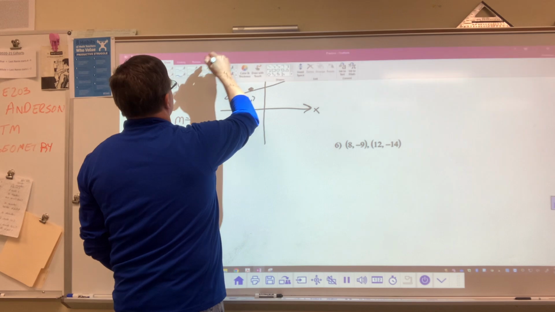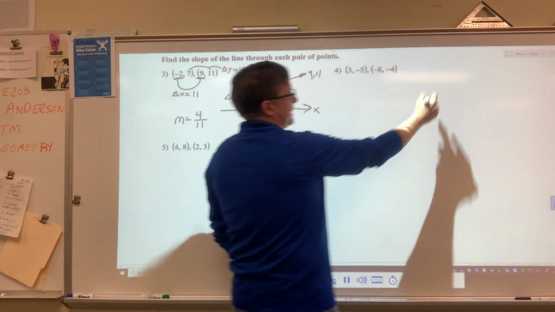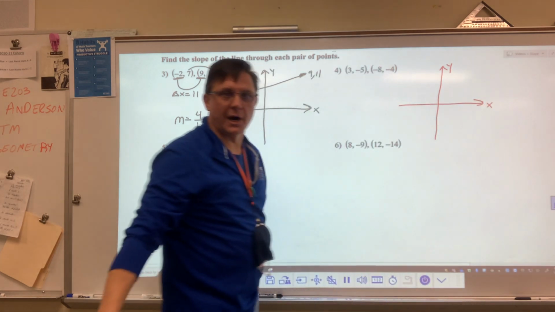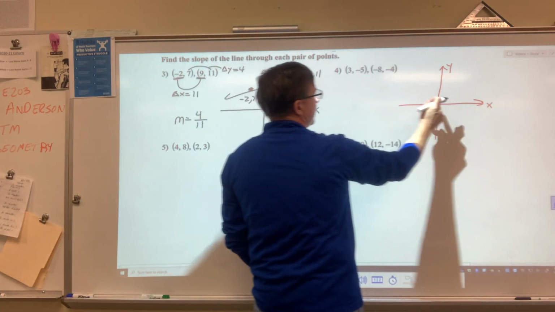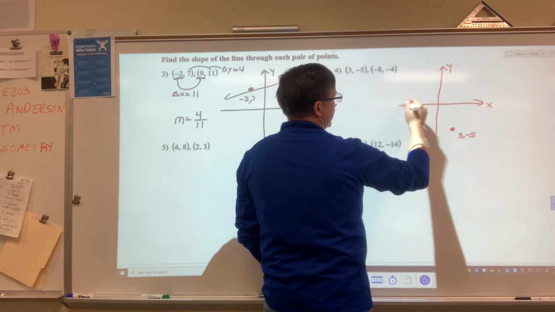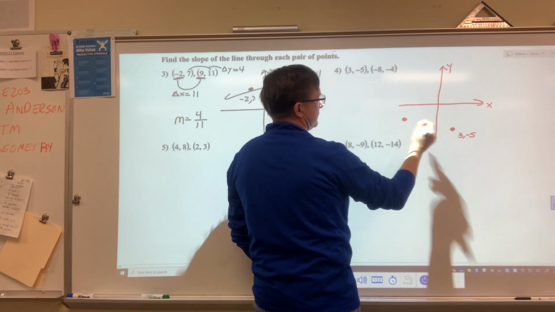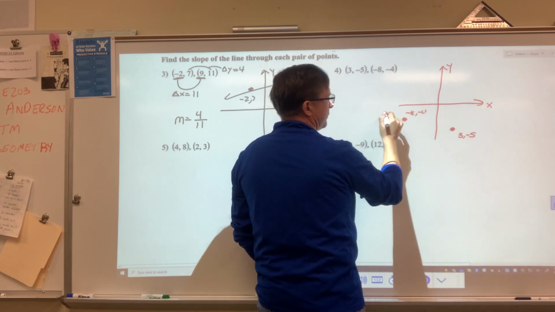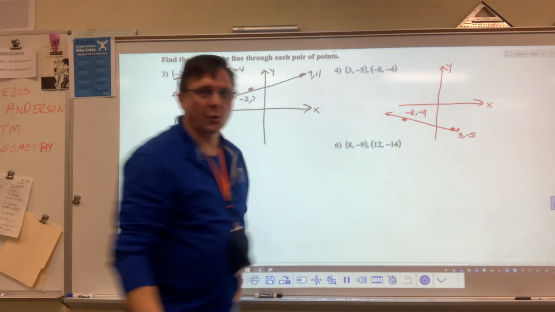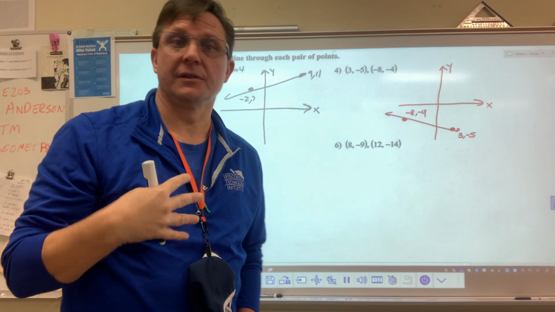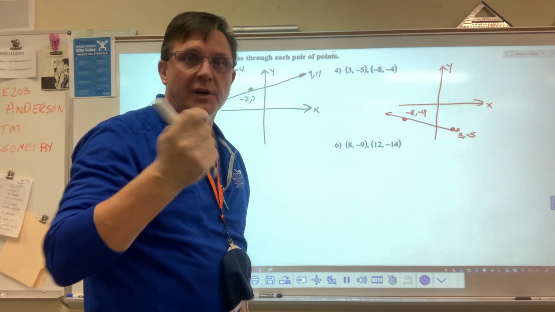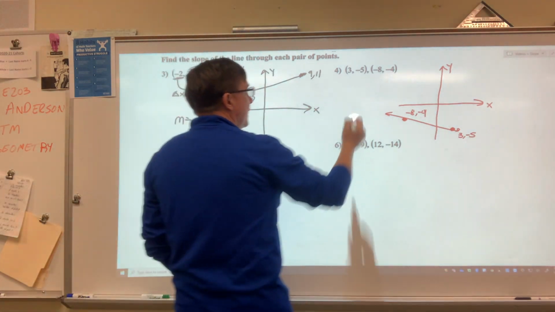Let's do a different color for the next one, just to keep them straight. And again, I make a quick coordinate plane, labeling the axes, x and y. All right, (3, -5) is somewhere down here. (-8, -4) somewhere over here. The big thing to notice, guys, is that it's going downhill. And again, with practice, you might have to slow down and put tick marks. Again, I'm really good at this. I'm going fast, trying to keep the video short. It'll take you guys longer.